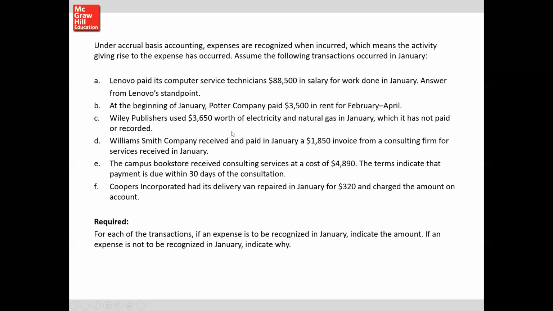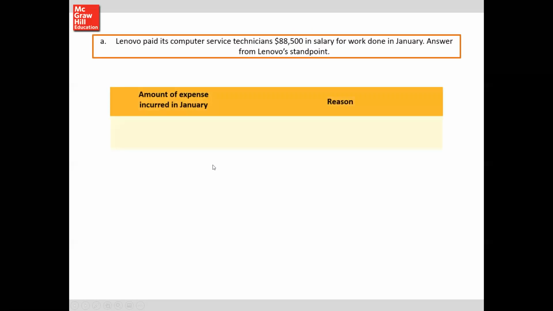Now, on the next ones, I'm going to leave up the PowerPoint slide. Once I get past these first transactions, I'll put it back to the view mode. All right, so we got some more, and now we're going to look at the expense side. When would the expenses actually be recognized as incurred?